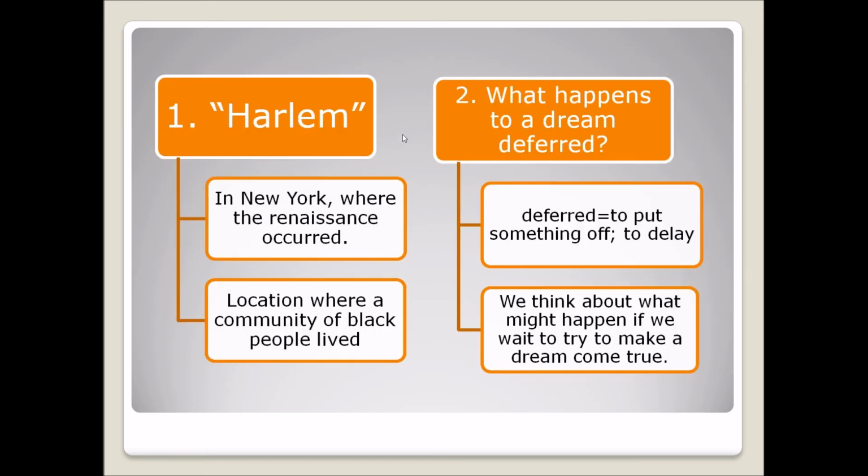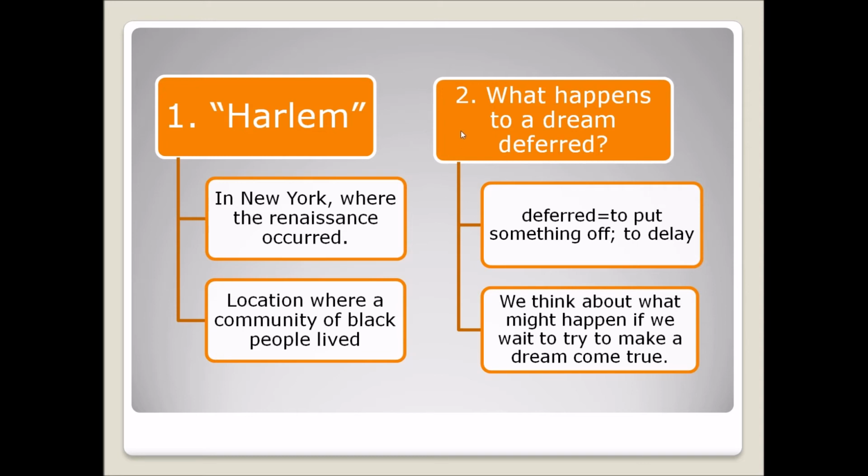So I'm going to take a look at the first chart, which has number 1, Harlem, which is the title. I'm going to think to myself, well, what is Harlem? Why would that be the title? That's what I want to figure out. Below, I have listed the thoughts that are going through my head. Well, I know that Harlem is in New York. I know it's where the Renaissance occurred. So that's what I write in the first box. In the second box, I put, well, it's a location where a community of black people lived. Those are a few facts that I know about Harlem. So that's what I'm going to list.